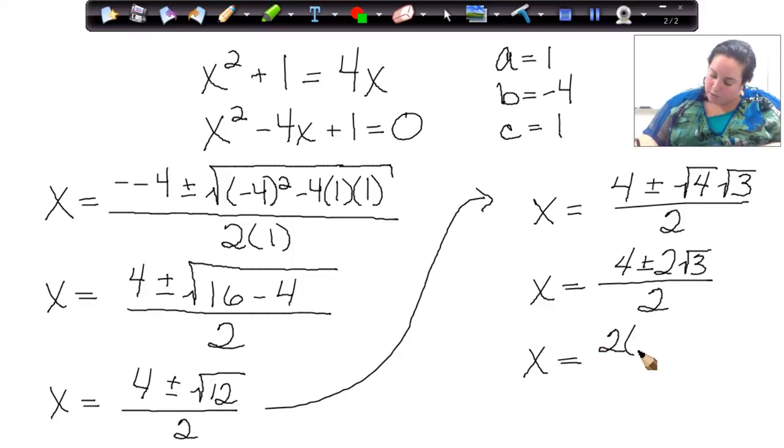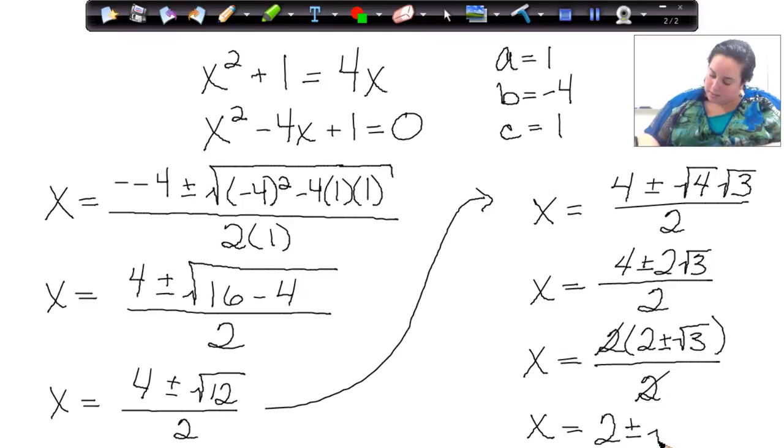We'll factor out a 2 out of the numerator, 2 plus root 3 over 2, and then we will cancel out the 2's. Sorry, this is plus or minus. And so lastly, after we cancel out the 2's, we have 2 plus or minus root 3. All right, great.